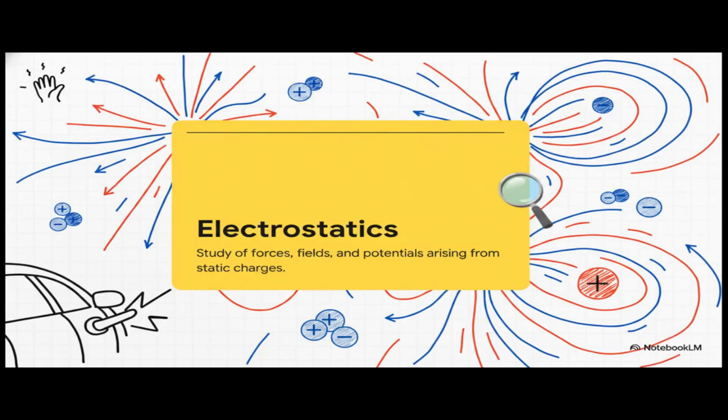So to really understand what's actually happening when your car door attacks you, we need to talk about the science behind it, electrostatics. Basically, this is the study of forces, fields, and potentials that come from static charges. And the key word to remember here is static. It just means something that does not move or change over time. So instead of dealing with a continuous, flowing current of electricity, we're dealing with electric charges that have piled up and are just sitting there, perfectly still, basically waiting for a path to discharge.